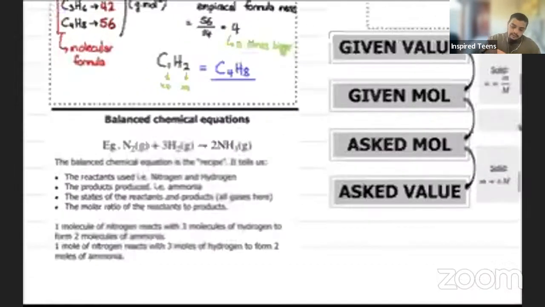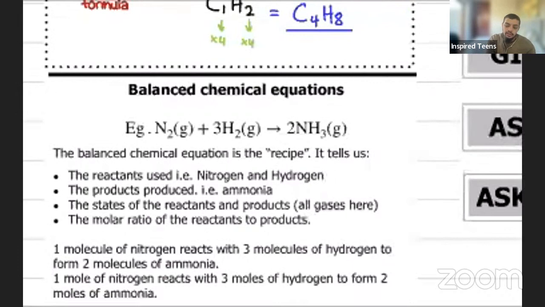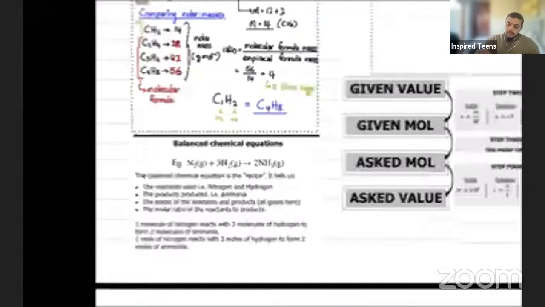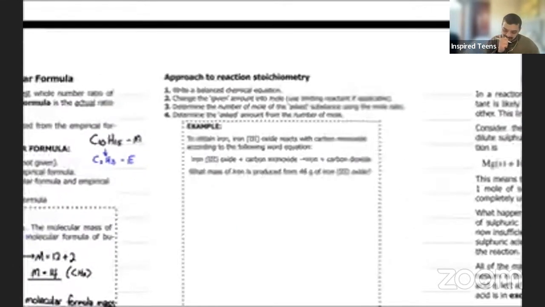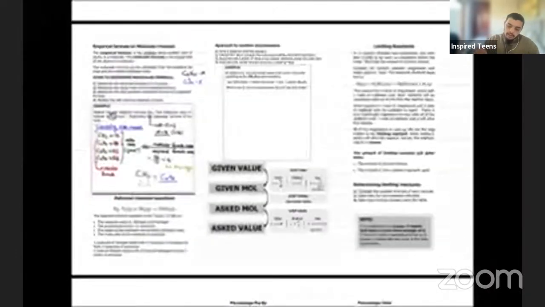Okay, let's see what they say here. Balanced chemical equation. Example: N2 gas plus 3H2 gas gives us 2NH3 gas. The balanced chemical equation is the recipe. It tells us the reactants used, that is nitrogen and hydrogen, and the products. Okay, let's leave it at that.